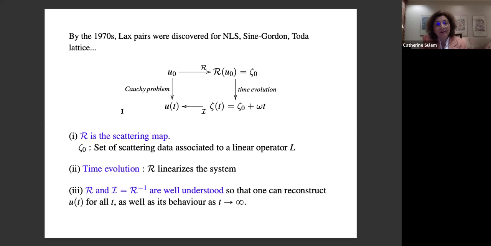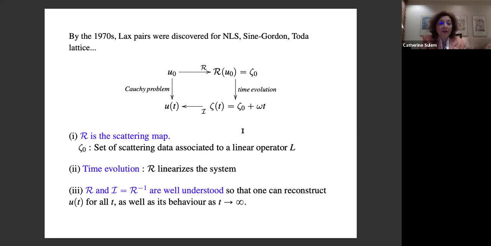And there is this picture that is very common to draw to illustrate what inverse scattering means. What does this picture say? It says that if one starts with an initial condition U0, the question is to find a scattering map, a map that I called R here, that associates to the initial condition a set of scattering data associated to a linear operator L, this linear operator that I mentioned earlier. This set of scattering data may be more or less complicated depending on the situation. What is very special about this data is that their evolution in time is simple, it's linear.